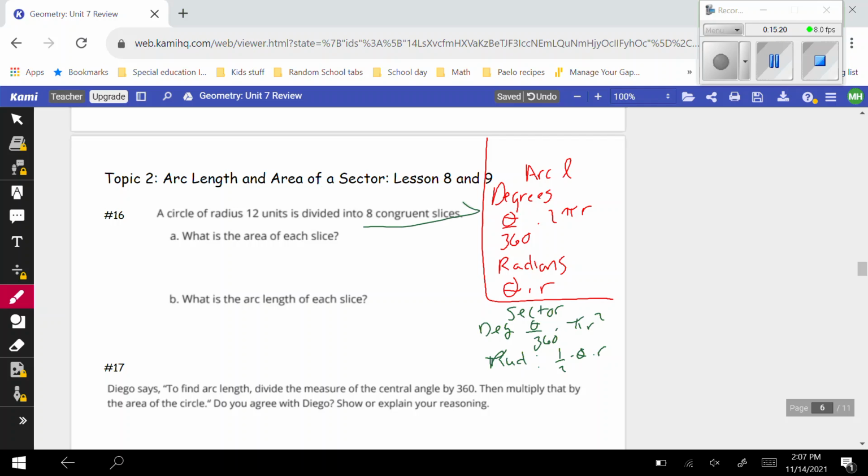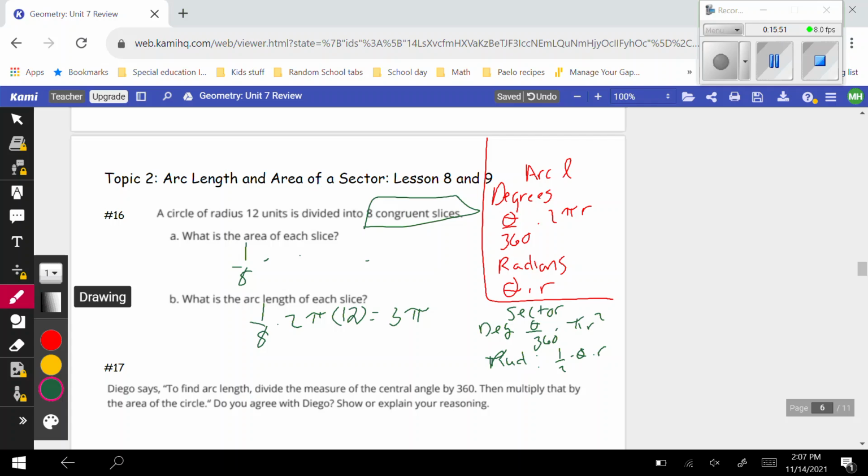So it's 8 congruent slices, so I'm going to do 1/8 times 2 times pi times 12. And I'm just going to multiply 2 times 12 and then divide that by 8. Oops, this is area, sorry. This is actually arc length that I just did. Not sure if you caught that. That gives me 3 pi. The one up top is 1/8 times 12 squared times pi, which gives me 18 pi.